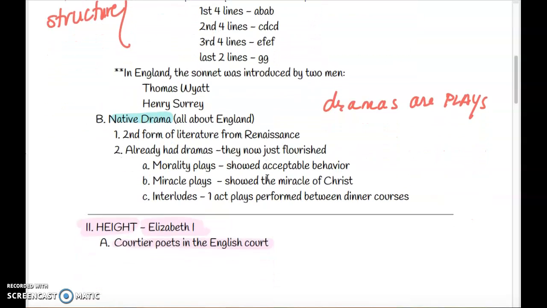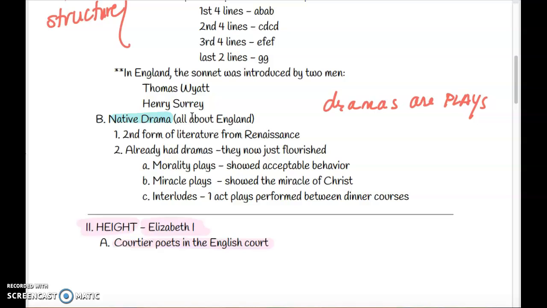Okay, the second type of literature during the rise, with the Henry Tudors ruling, was the native drama, all about England. Native meaning native to the country. Dramas, of course, are plays. This is the second form of literature from the Renaissance. Now, they already had dramas. Writing a play wasn't new, right? We had Antigone way back with the Greeks. Now it's just where they're flourishing.